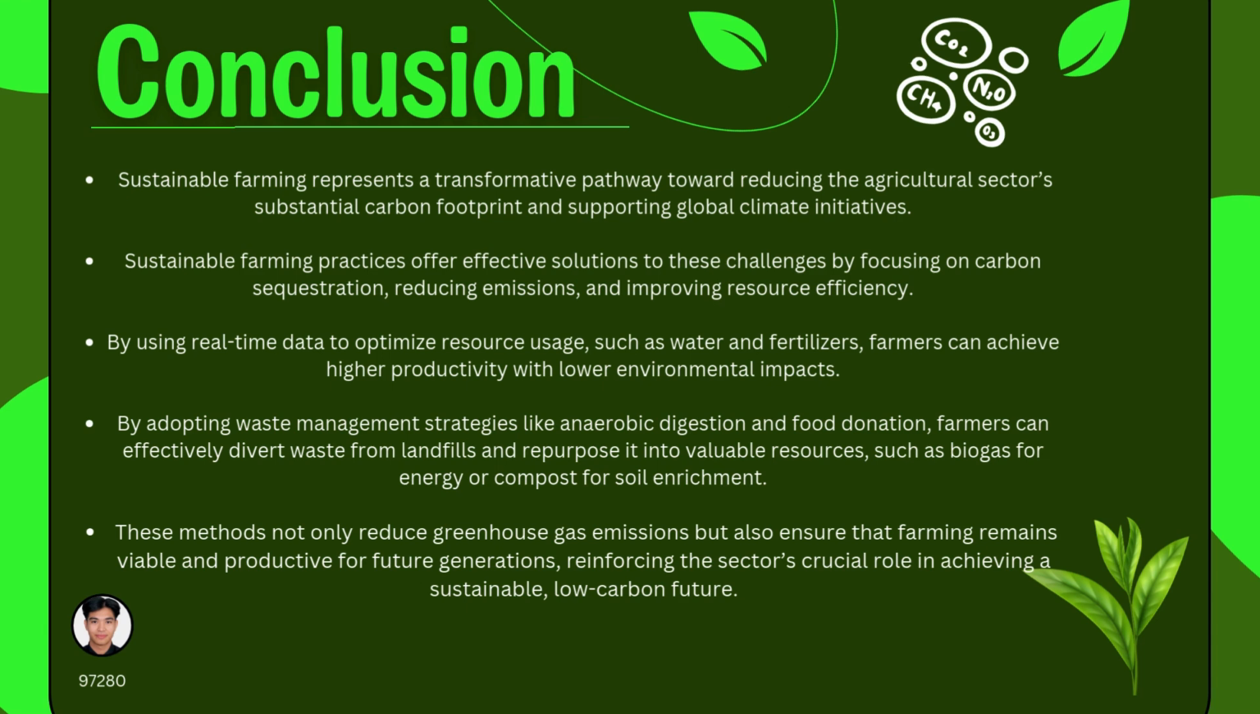By using real-time data to optimize resource usage, such as water and fertilizers, farmers can achieve higher productivity with lower environmental impacts. By adopting waste management strategies like anaerobic digestion and food donation, farmers can effectively divert waste from landfills and repurpose it into valuable resources such as biogas for energy or compost for soil enrichment. And lastly, these methods not only reduce greenhouse gas emissions but also ensure that farming remains viable and productive for future generations, reinforcing the sector's crucial role in achieving a sustainable, low-carbon future.